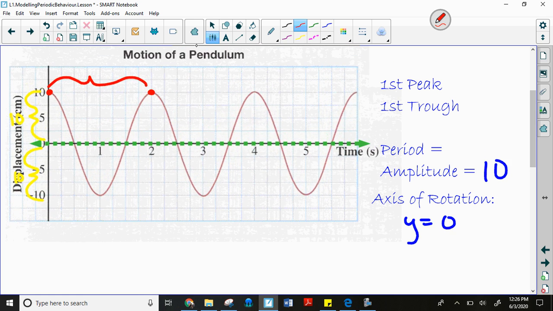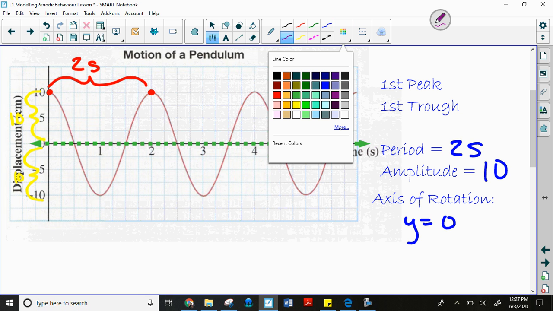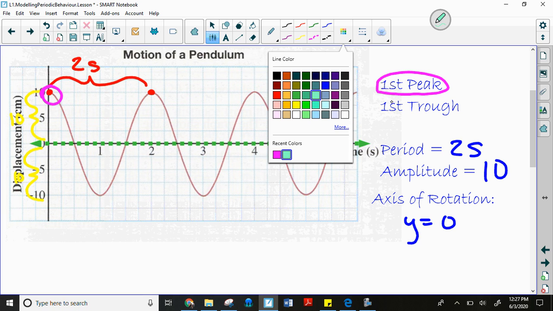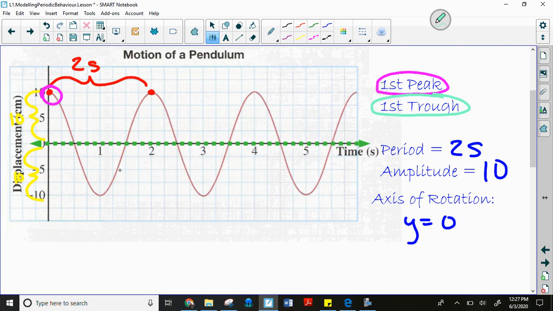Okay, so here we go. Motion of a pendulum. What is the period? Well, it takes 1, 2 seconds. So our period is 2 seconds. First peak. I'm going to make the first peak pink. First peak happens right here. And I'm going to make the first trough. Oh, that's hard on the eyes. There's the first trough. Okay.